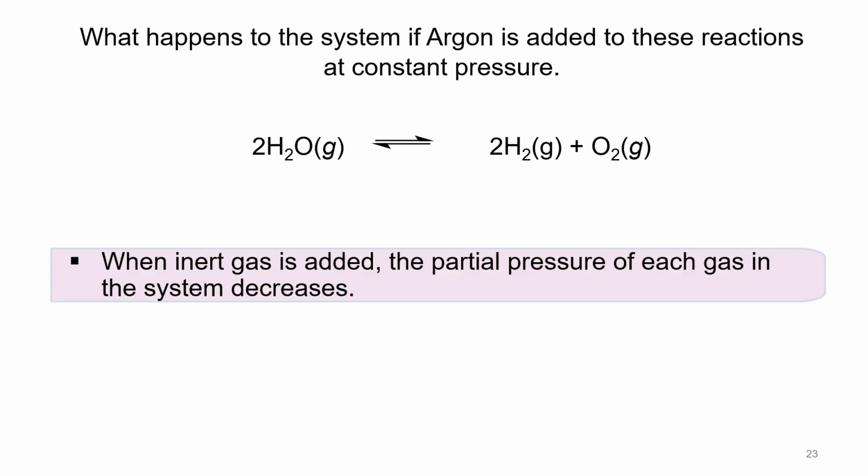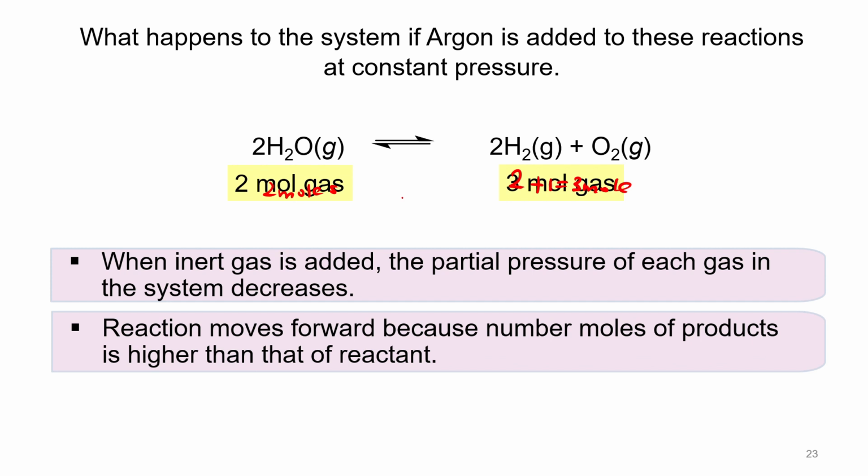Next, what happened to the system if argon is added to this reaction at constant pressure? So kalau constant pressure, okay, kita boleh tengok volume. So in term of volume, so this one is 2 plus 1 is 3 mole. Then this one is 2 mole. Okay, so when inert gas is added, the partial pressure of each gas in the system will decrease. Okay, jadi bila dia decrease, reaction dia akan move forward.